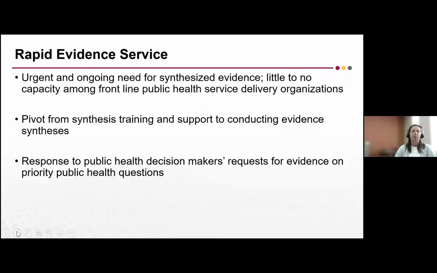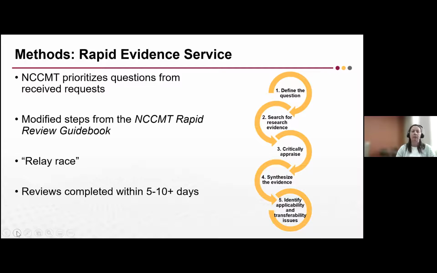And so we had the autonomy from our funder, the Public Health Agency of Canada, to reallocate our funds to support the COVID response in however we felt that we could best do that. And so we quickly started receiving requests from frontline public health to provide a synopsis or a listing or a synthesis of the evidence that was emerging on public health on COVID. And so we transitioned to providing this rapid evidence service based on requests from public health decision makers.